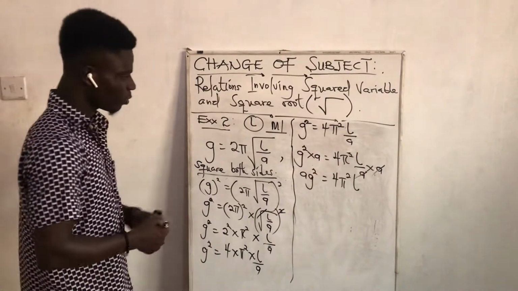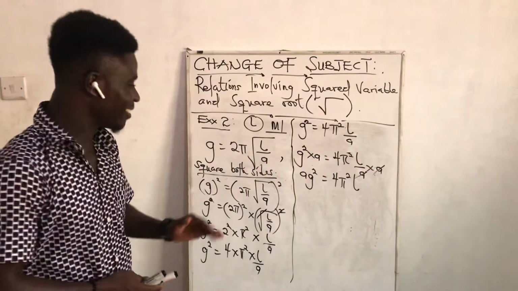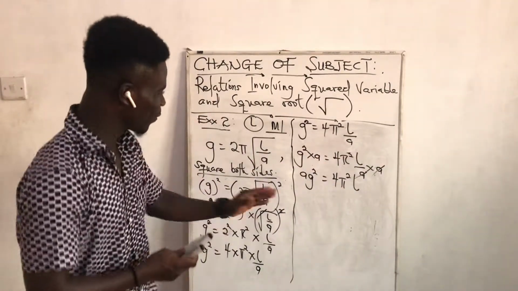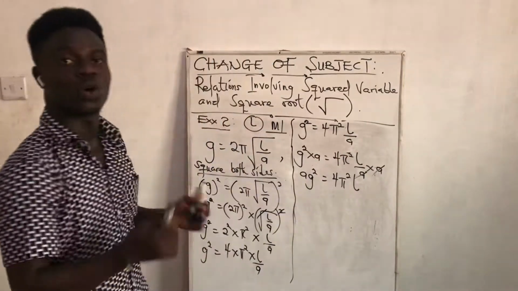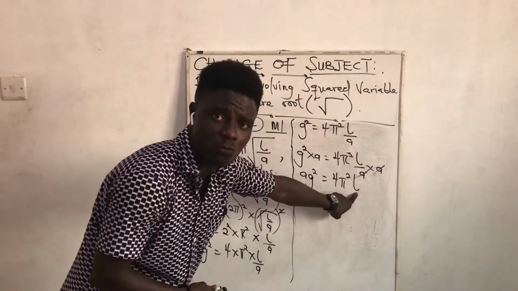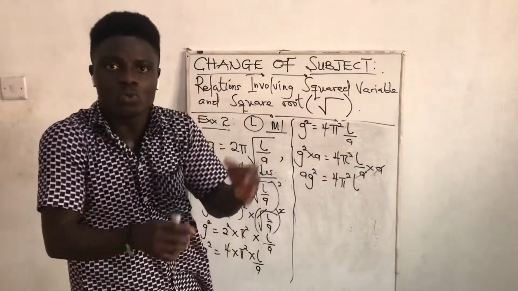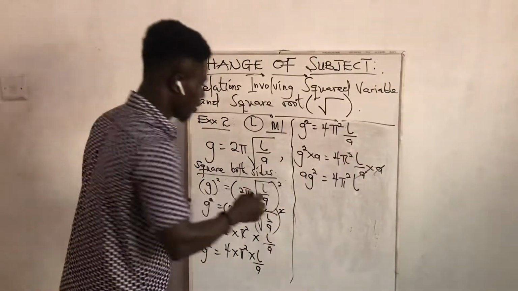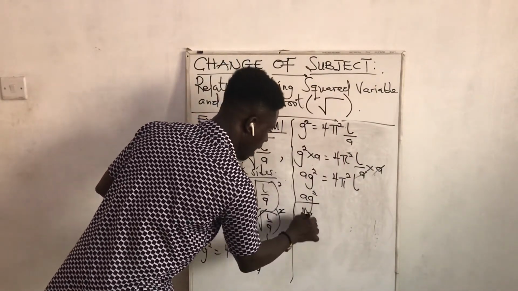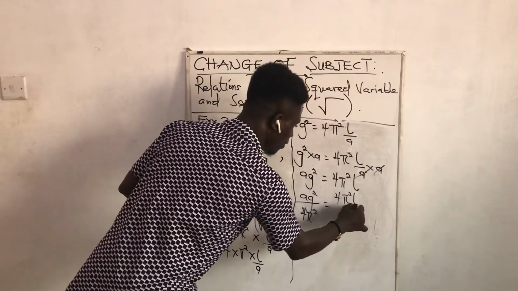So now, I want this L. This is how far the Lord has brought us. So now I want L. Now 4 pi squared is multiplying itself towards L. That's the reason why they are together. So we have to separate them. So g cubed all over 4 pi squared equals 4 pi squared L all over 4 pi squared.